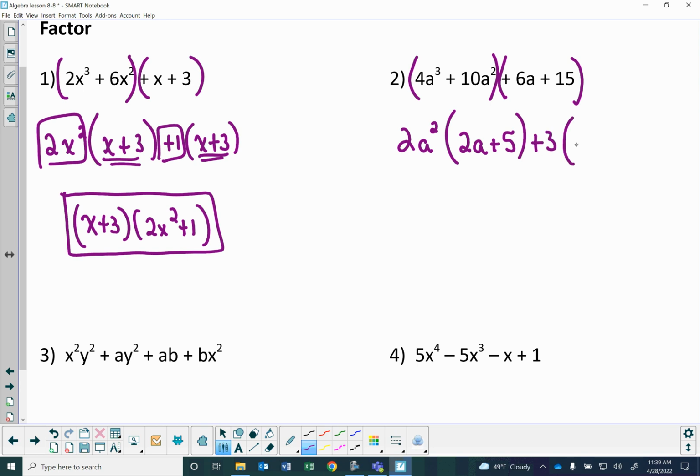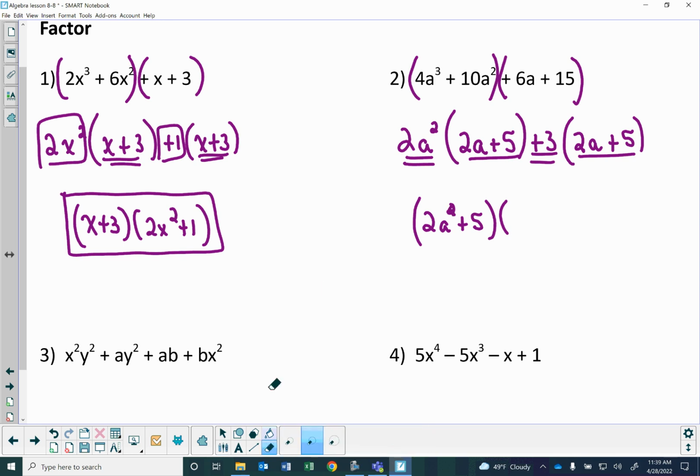So 6a divided by 3, 6 divided by 3 is 2, leave my a. 15 divided by 3 is 5. And there's our common term again. 2a squared plus 5, and everything left over right here and right there. So 2a, excuse me, 2a plus 5, not 2a squared plus 5.